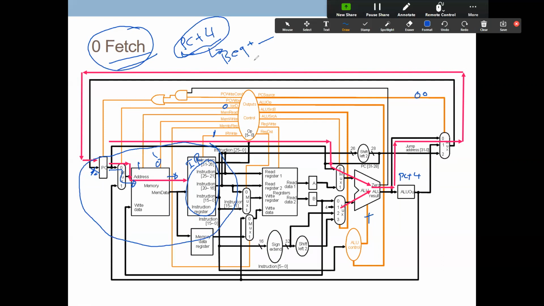And this value, PC plus 4, you need to actually now write it in the program counter. Okay. So you need to update this value in the program counter. So we will put here PC write to be 1 so that we update the program counter with a new value. Clear?